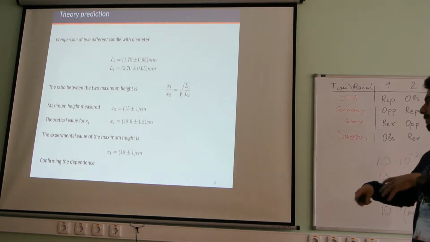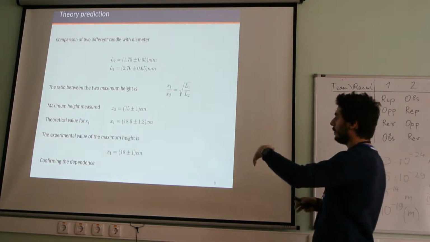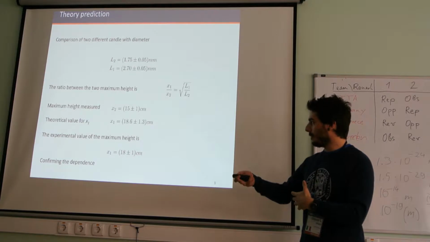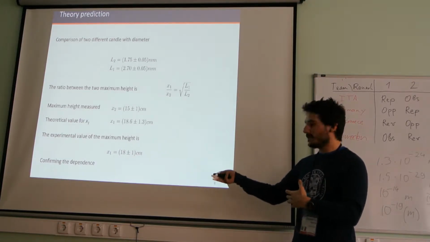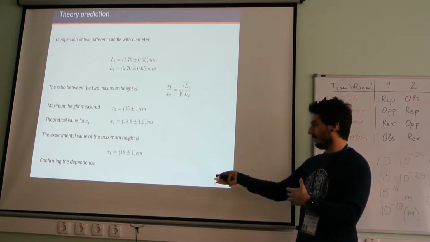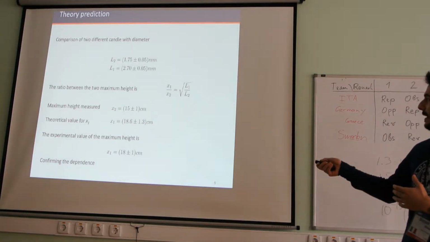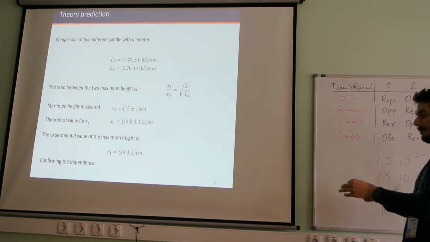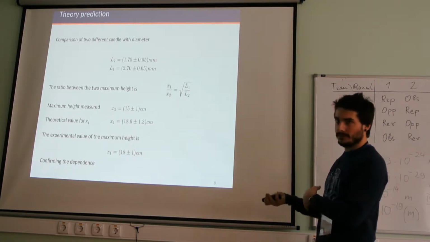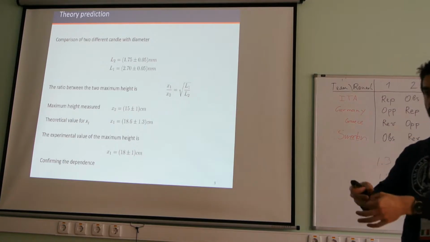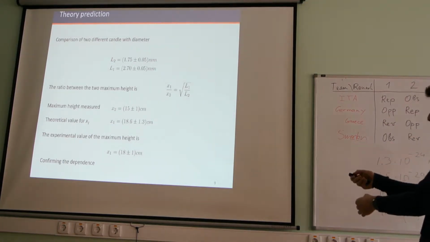This formula gives us a maximum height for the candle 1 of about 18 centimeters, and performing the experiment, we see that the maximum height with that candle is about 15 centimeters. So the dependence on the diameter of the wick is respected. So the maximum height of the laminar state motion depends on the diameter of the wick in this way, in good agreement.